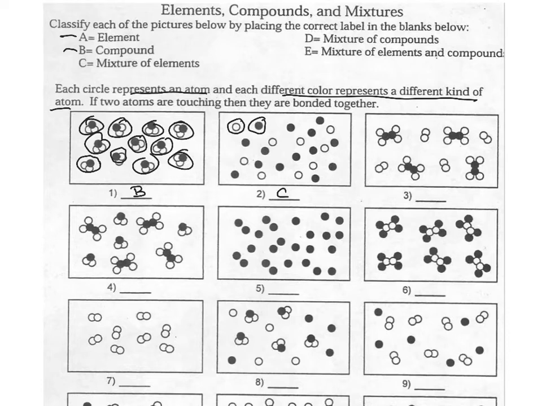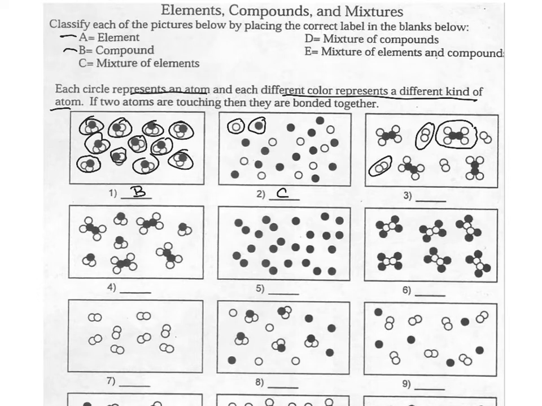Here in this next one, I've got two atoms that are joined together, but they're the same type. And I've got this one here where we've got black atoms and white atoms joined together. So this is definitely some sort of mixture, but the question is, is this a mixture of elements and compounds or a mixture of compounds? Well, remember, a compound, by definition, has two different types of atoms that are combined. So this has to be an element.